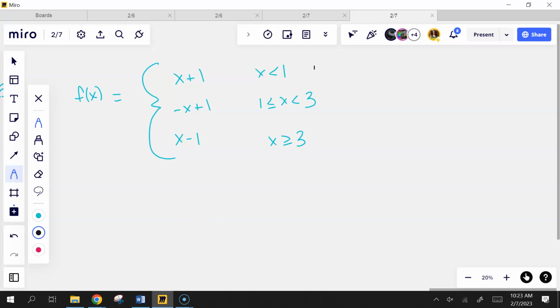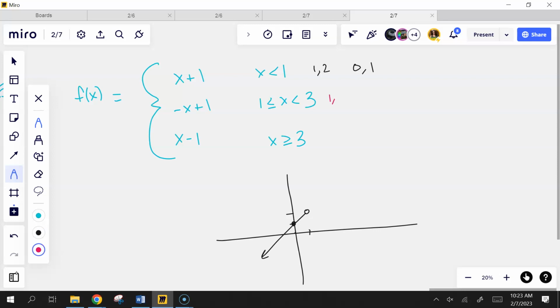So if I plug in 1, what do you get? 2. Thank you, Abby. Then if I plug in one that's smaller than 1, maybe 0, what do you get? 1. Open dot on the starting point. So 1, 2, open dot, and then 0, 1, closed dot. There's the first graph.